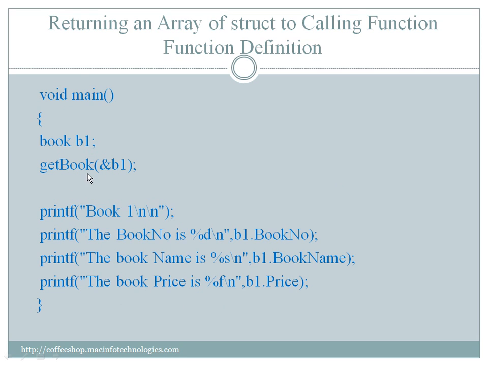the book B1. So if you have one more book B2, you can call the same function and send the address of that book and get the values. So you can call this function n number of times without having to rewrite the code again and again. One advantage of functions is once you write the code, you can call it n number of times with different values and different addresses. After that we can print the value using a normal printf statement, b1.book number, b1.book name, and b1.book price. We'll get the values. So this way we can use pointers in structures.